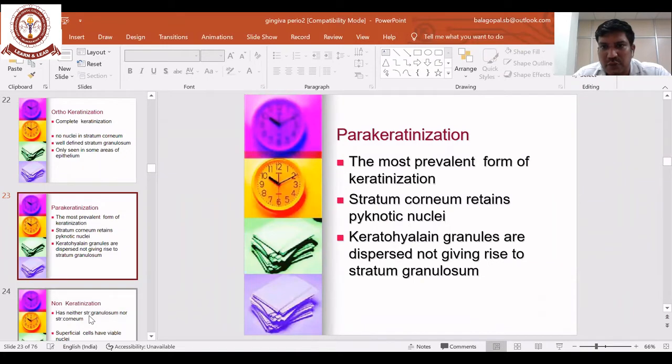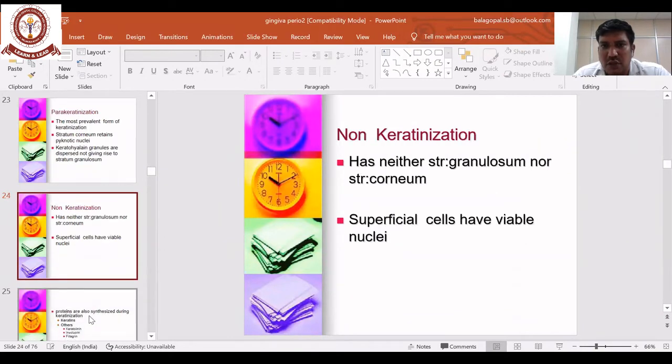Para-keratinization is the most prevalent form of keratinization. The stratum corneum retains the pyknotic nucleus. Keratohyalin granules are dispersed, not giving rise to a stratum granulosum. Non-keratinization has neither stratum granulosum nor stratum corneum. Its superficial cells have viable nuclei.